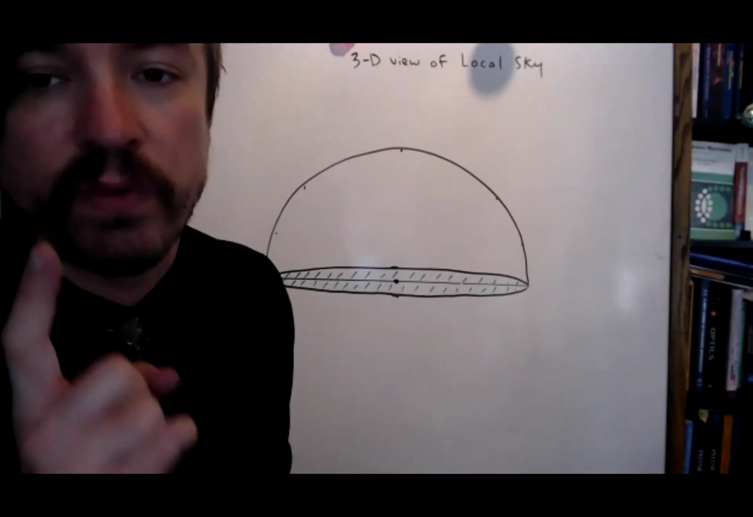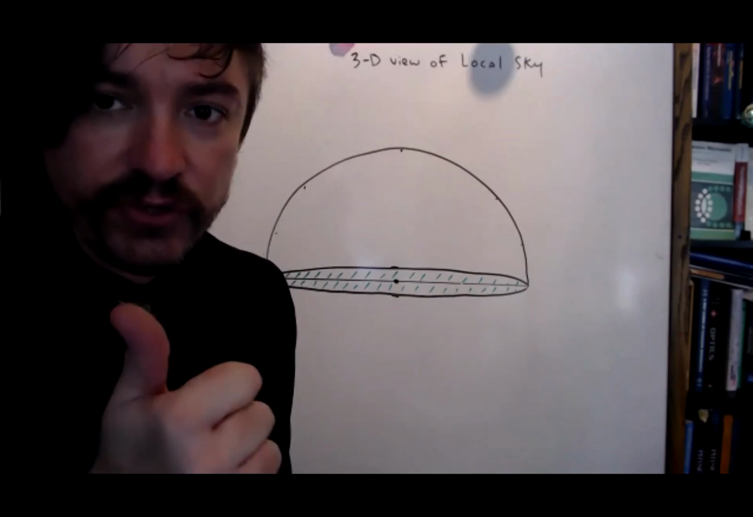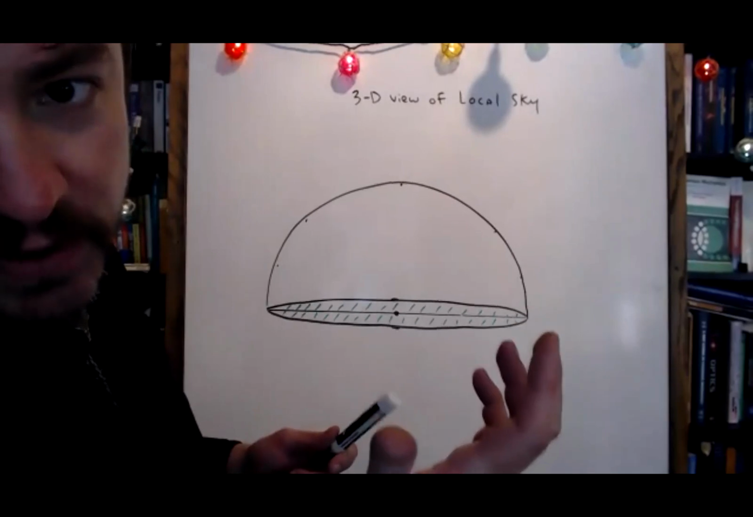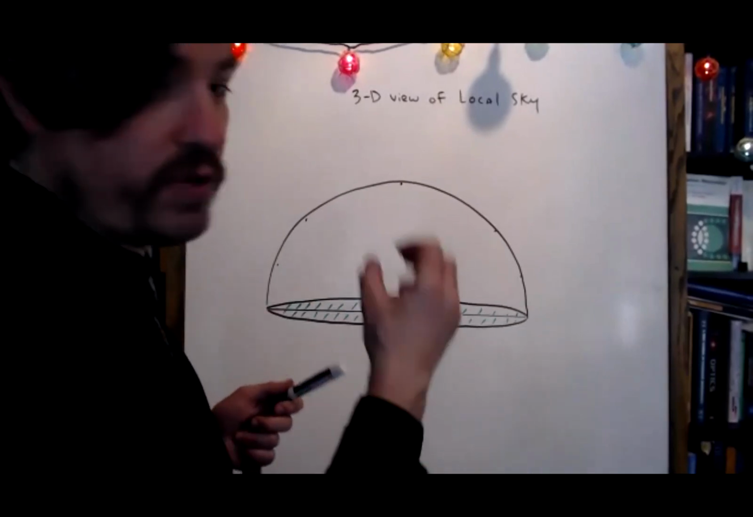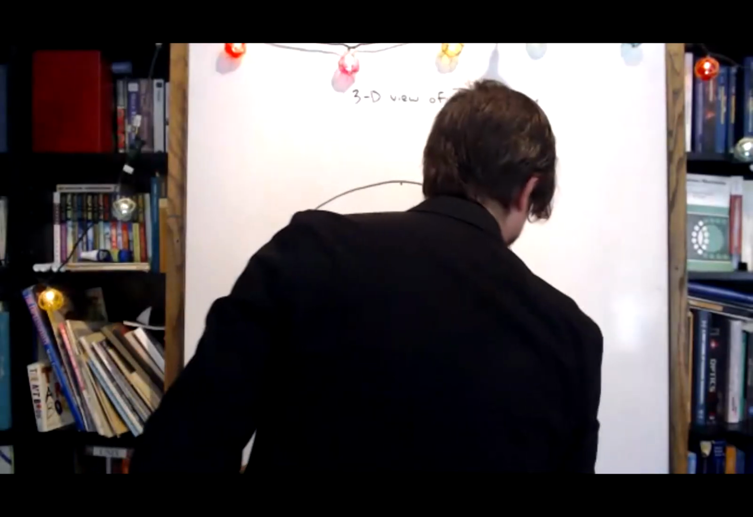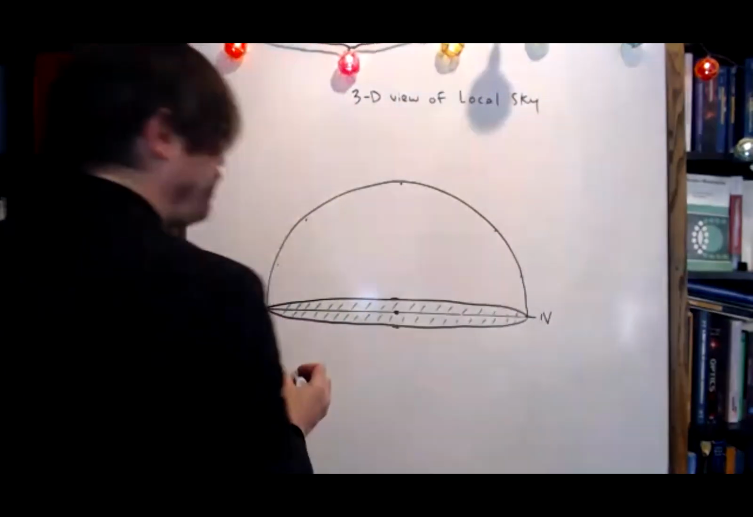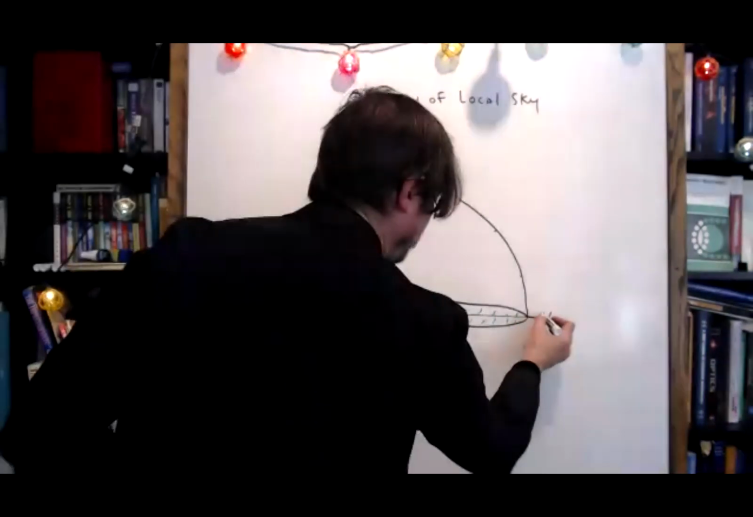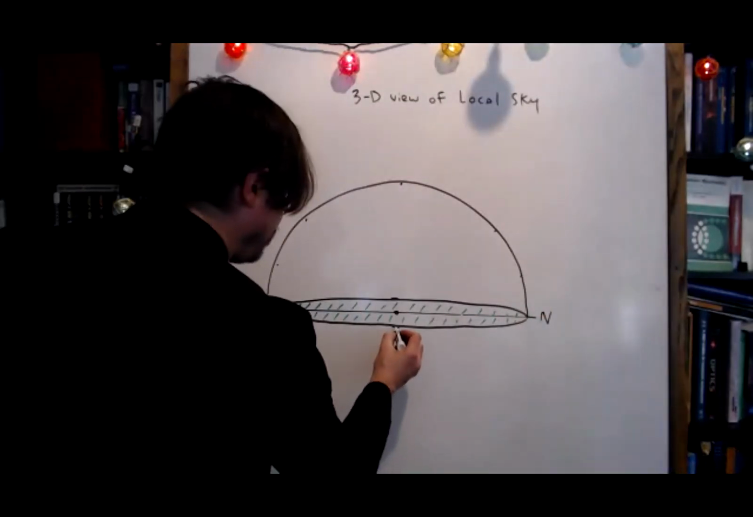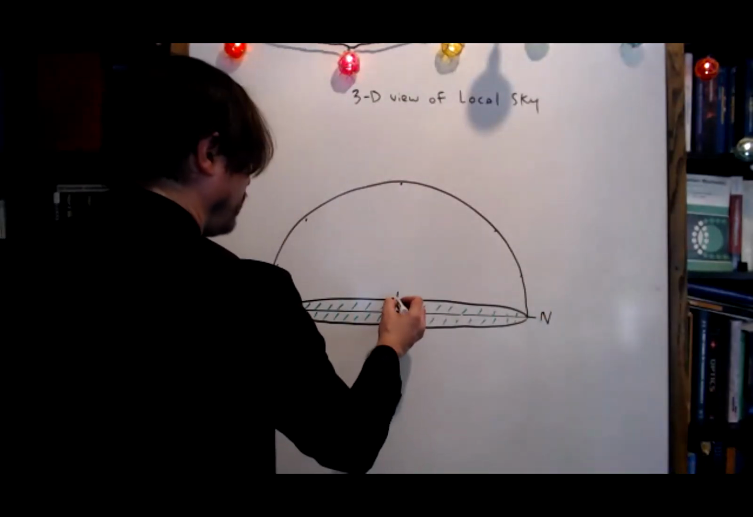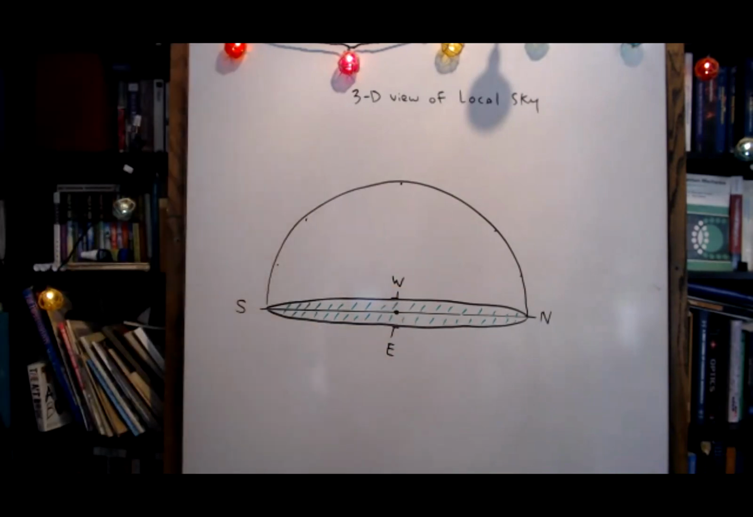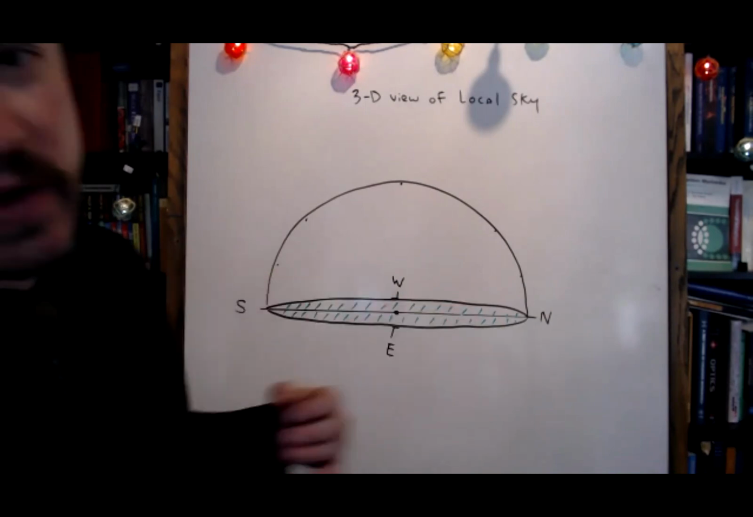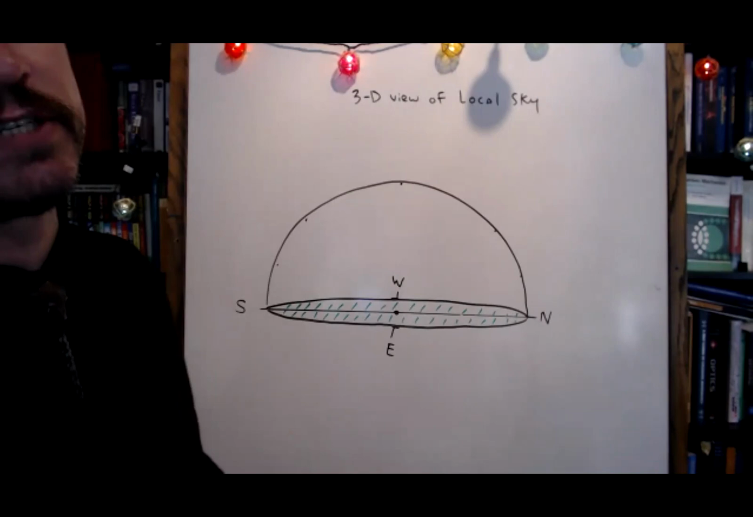First thing we do when we draw our local sky is we choose our directions. This is very important. I am a right-handed person, so I tend to always put north on the right-hand side. You guys should follow my lead here. I put north on the right-hand side. That makes south on the left-hand side. In that case, east will be towards the plane of the board, and west will be into the plane of the board. It's important that you establish for yourself where north, south, east, and west are going to be, because the motions of the stars will depend upon that.